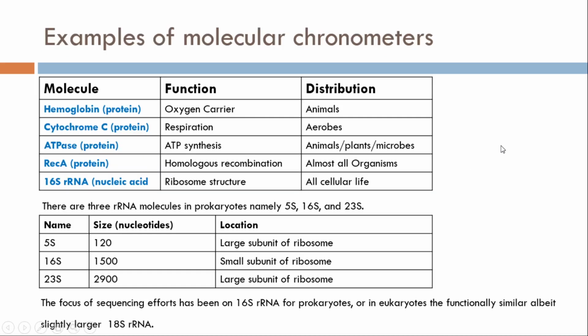Here I am giving you some examples of molecular chronometers. For example, if you are studying the phylogenetic relationship among animals, you can take hemoglobin as a molecular chronometer. The function of hemoglobin is the same in all the organisms, that is, oxygen carrier, and it is present in all the animals. If you want to study the phylogenetic relationship among the aerobes, you can take cytochrome C, which is a protein, and its function is in respiration.